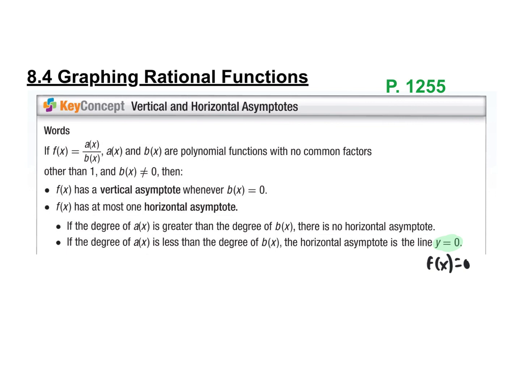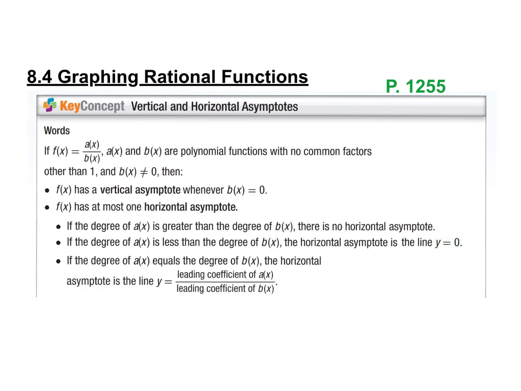So what's the last possible case that we could have? The degrees are the same. Here's where it's tricky. If the degrees are the same, then you look at the leading coefficient for the top and divide it by the leading coefficient of the bottom, and that will be your asymptote. So if it was 3x squared on top and 2x squared on the bottom, and those were the leading coefficients, my asymptote would be y equals 3 over 2.